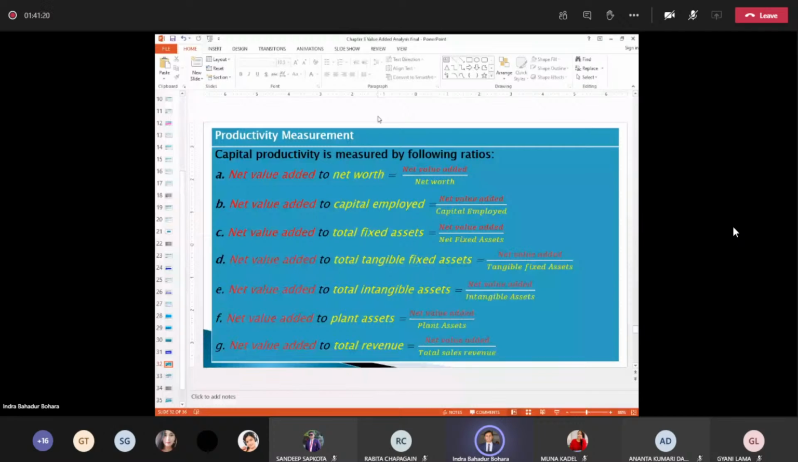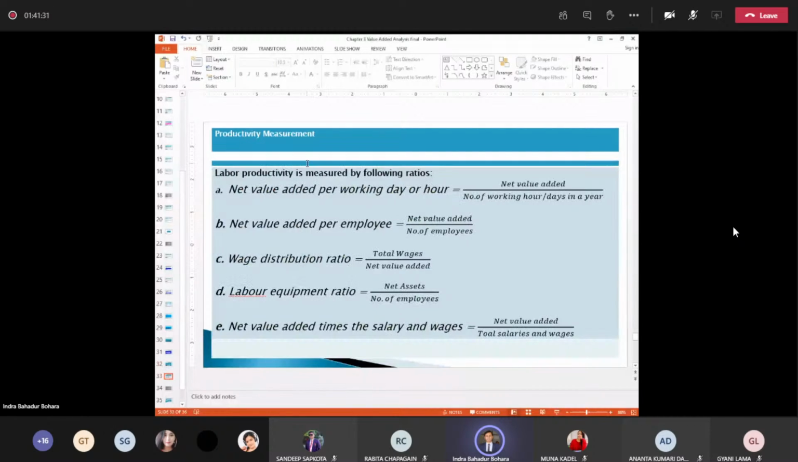Okay, these are the different ratios calculated to measure capital productivity, how the company is utilizing its capital with respect to net value added. Another is labor productivity, and labor productivity can be measured in terms of value added. So it's also easier. Net value added is the first factor, you write it in the numerator, divided per working day or per hour. To calculate per working day or per hour, we should divide by the total number of working days or working hours.